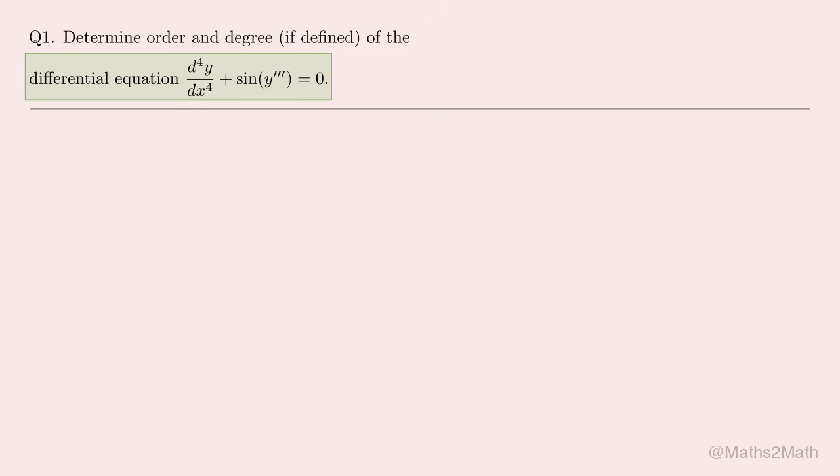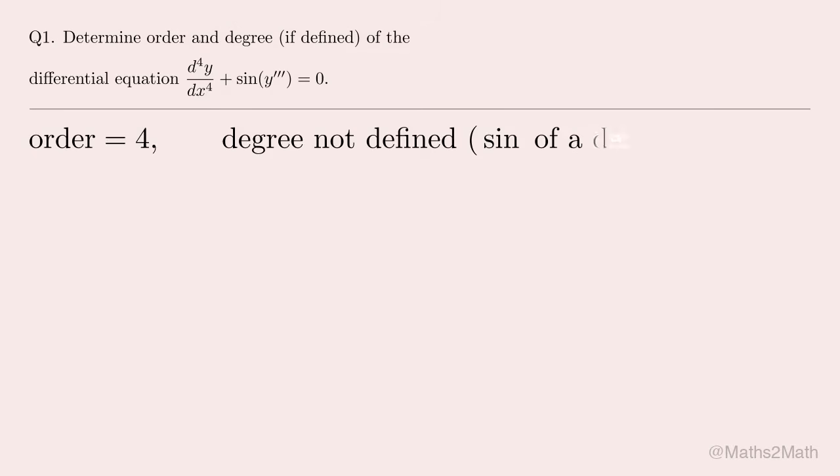Question 1 of differential equations. A fourth derivative plus the sine of a third derivative. Order is the highest derivative. Degree is its power once the equation is polynomial in derivatives. The highest derivative is fourth order, but the sine wraps a derivative, so the equation is not polynomial in derivatives. Degree undefined.